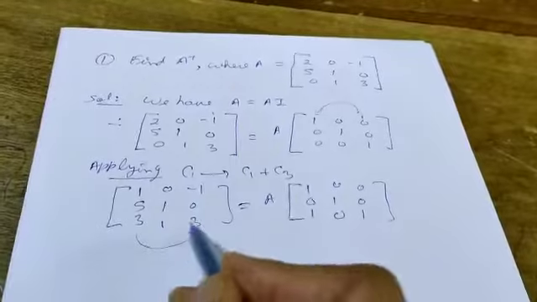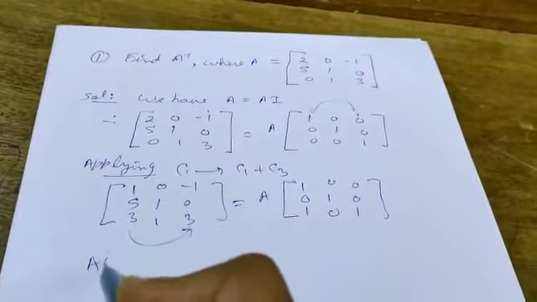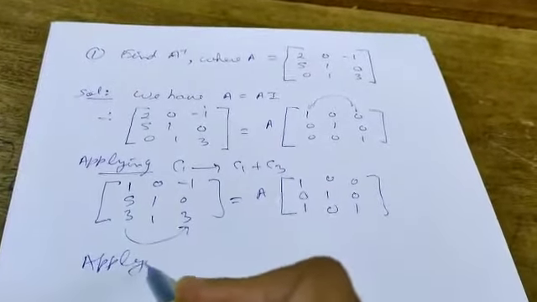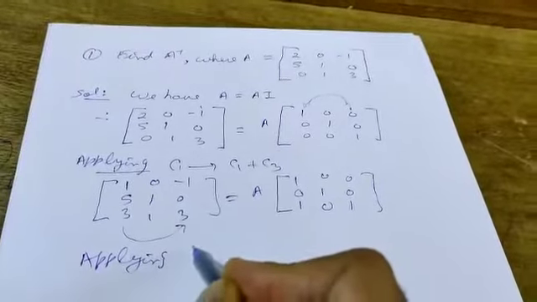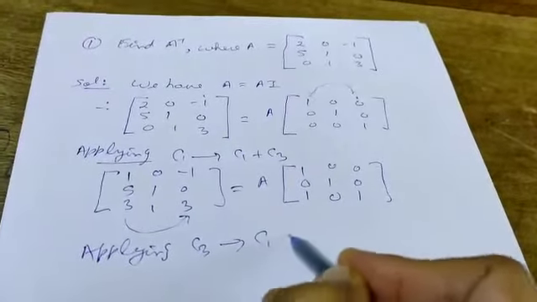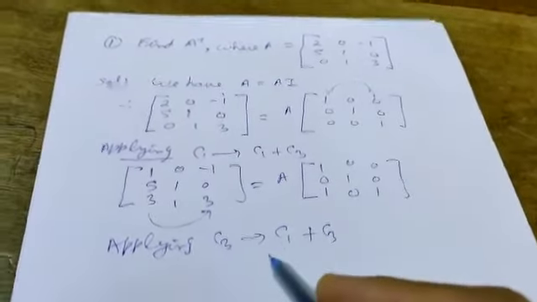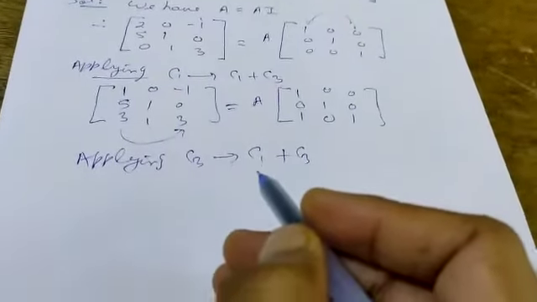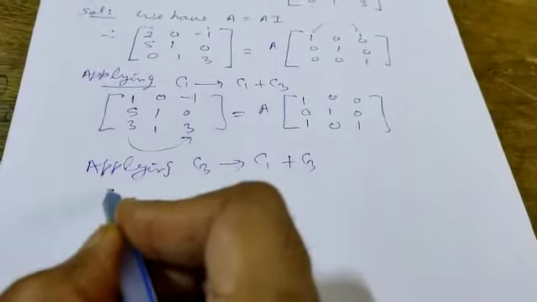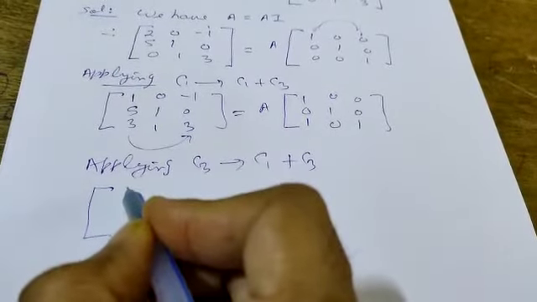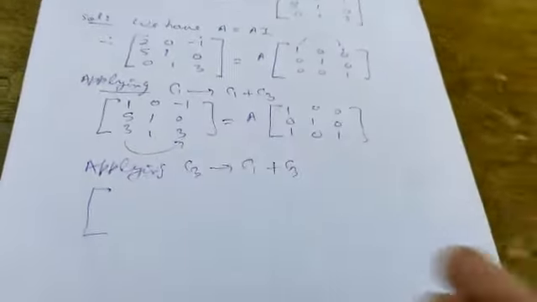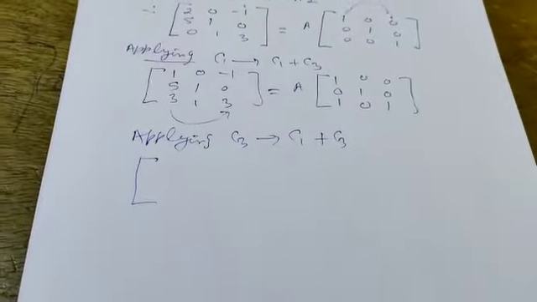So we'll add column 1 with column 3. Applying C3 becomes C1 plus C3. So in column 3 you add C1, so C1 plus C3, this is what we are going to do. Column 1 and column 2 will remain the same.